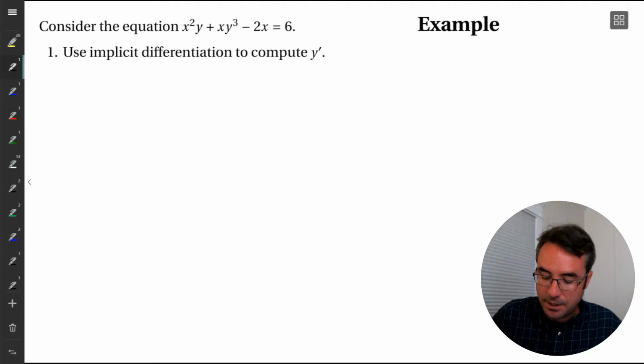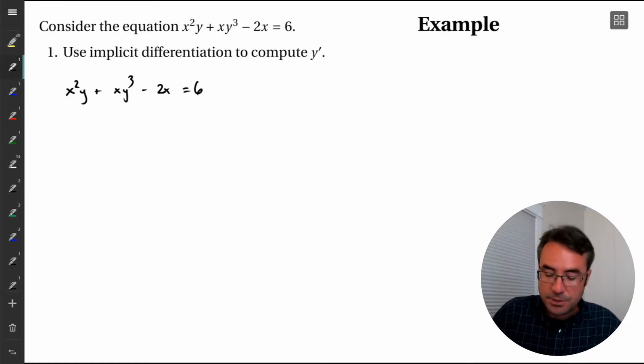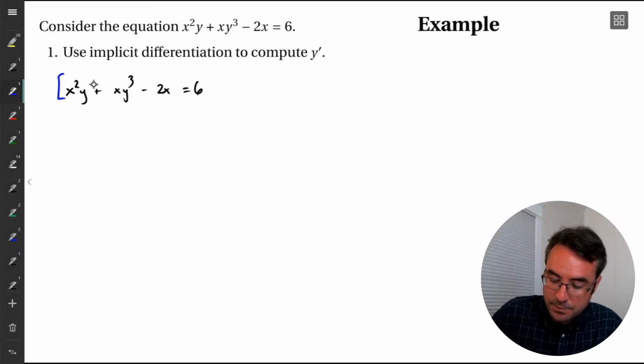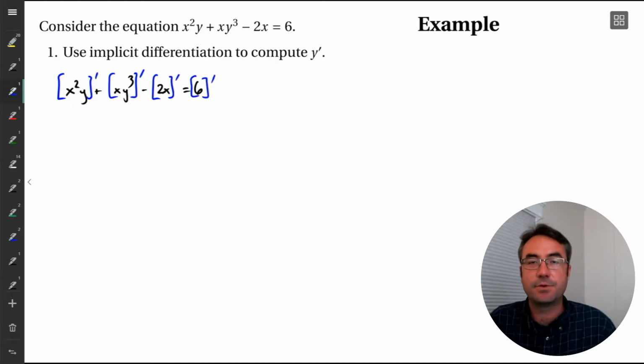And how this starts off, we write down our equation, x squared times y plus x times y cubed minus 2x is equal to 6. And then we go through each of these terms and we just apply the derivative. So I'm going to apply the derivative to that first term, the second term, our third term, and then on the right side, I'm going to apply the derivative to everything over there as well.